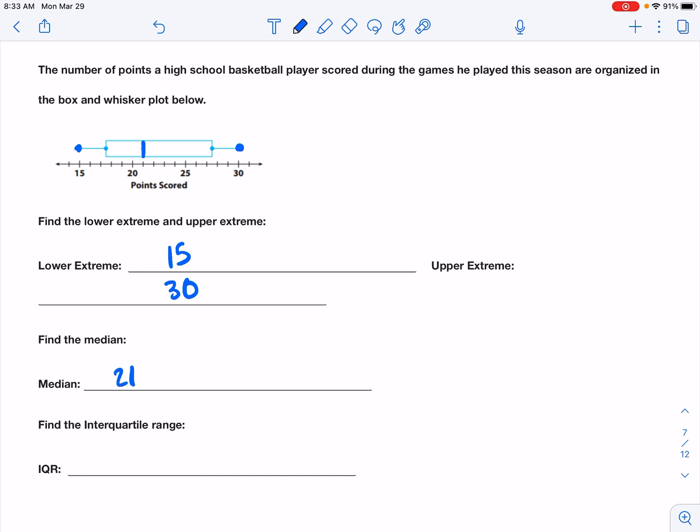And then the interquartile range is the range of our box. So we want to look at the range from our upper quartile, which is at 27.5, to our lower quartile, 17.5, and that gives us an interquartile range of 10. So the box, that's our interquartile range, and there's a range of 10.